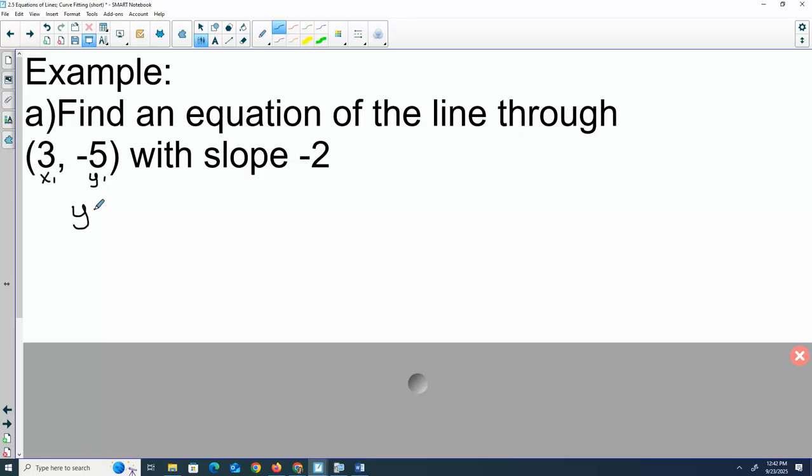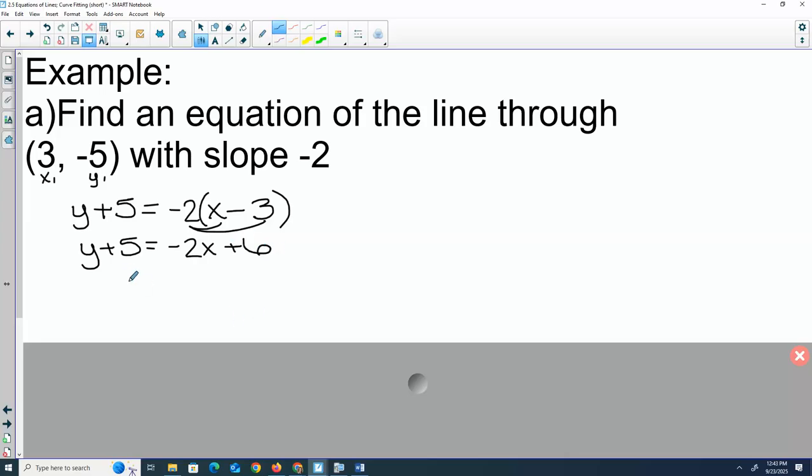So it's y minus our y value. So y minus -5, make y plus 5, equals our slope, -2, x minus our x value, which is 3. Okay. So we would have y plus 5 equals, if we distribute, that's -2x plus 6. If I'm writing it in slope-intercept form, all we have to do to finish is subtract over the 5. So we get -2x plus 1.